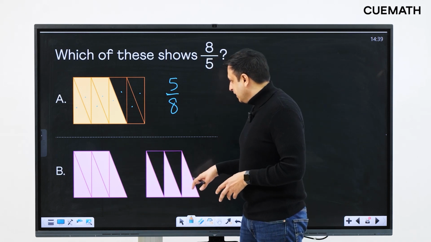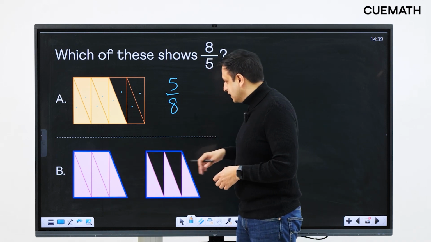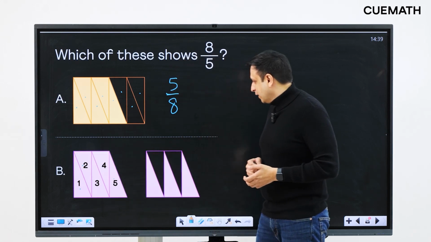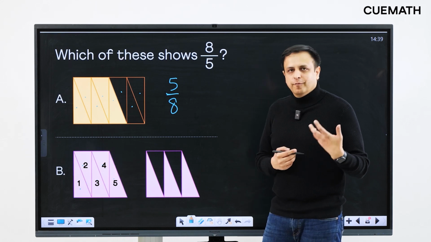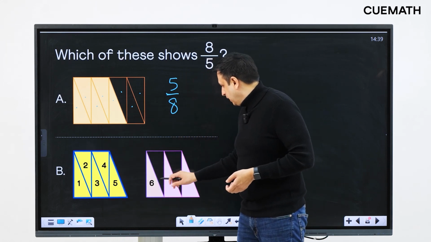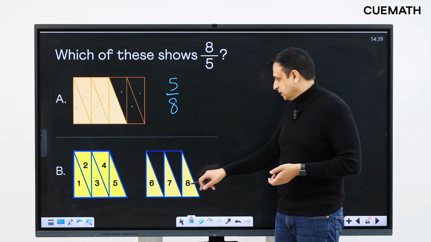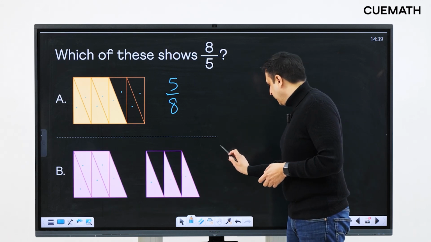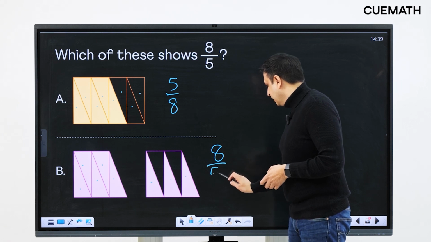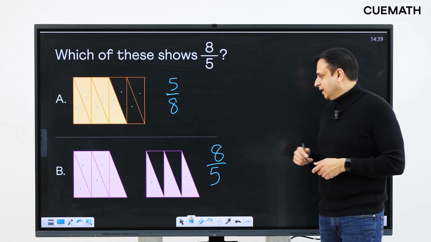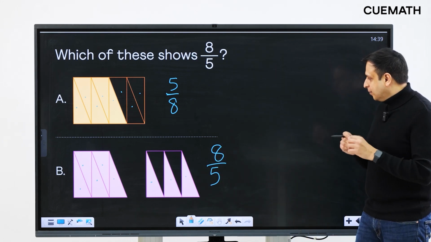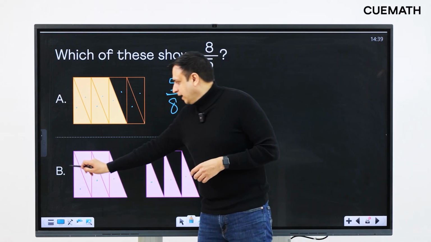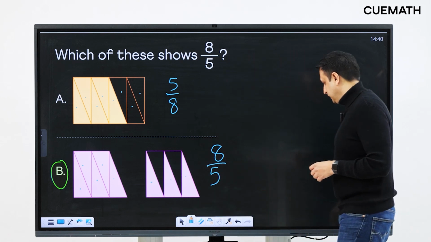But in picture B, we have two wholes, and each whole has been divided into 1, 2, 3, 4, 5 equal parts. And how many parts have been shaded? 5 here and 1, 2, 3 from the second whole. So total 8 parts shaded. So 8 would be our numerator and 5 would be our denominator, and the shaded region here therefore represents the improper fraction 8 over 5. It is greater than 1, and therefore B is the correct answer for this question.